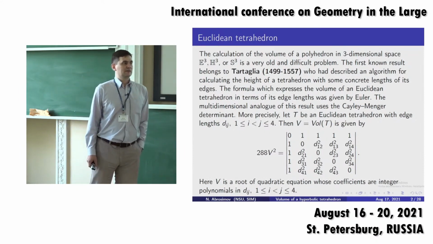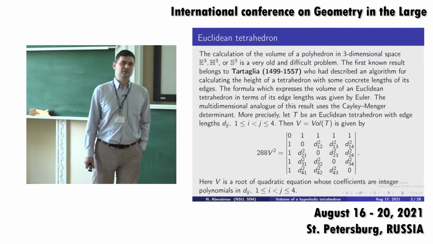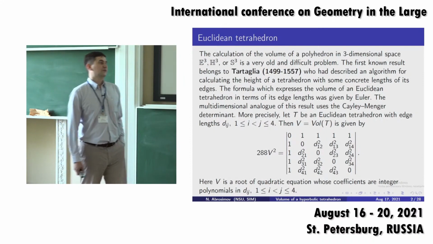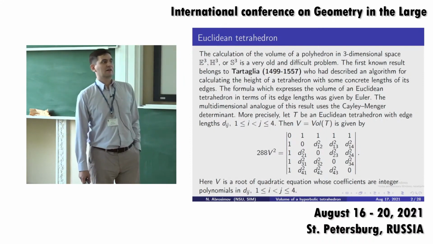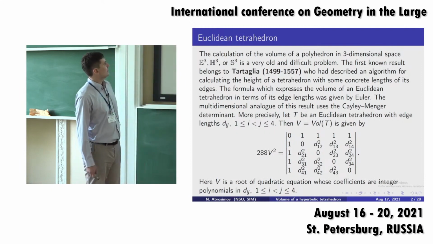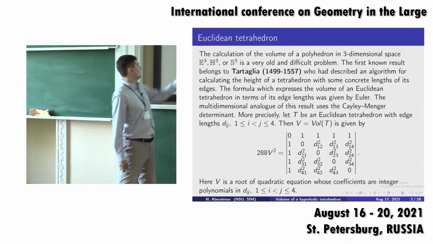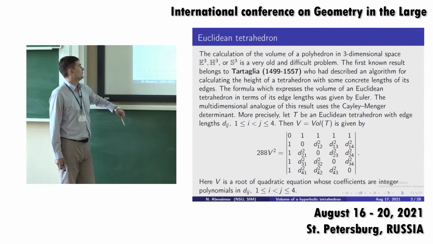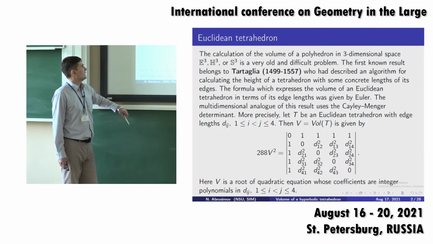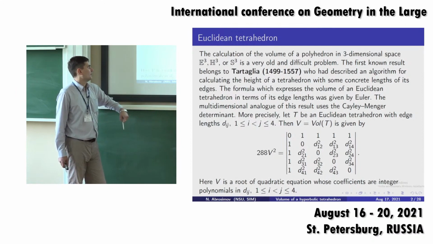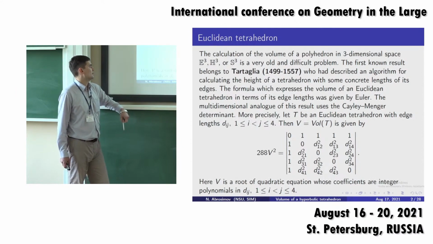The formula which expresses the volume of a Euclidean tetrahedron in terms of its edge length was given by Euler, and the multidimensional analog of this result uses the Cayley-Menger determinant. More precisely, let T be a Euclidean tetrahedron with edge lengths dij, where dij denotes the edge between vertices i and j. Then the volume is given by this quadratic equation whose coefficients are integer polynomials in terms of dij.